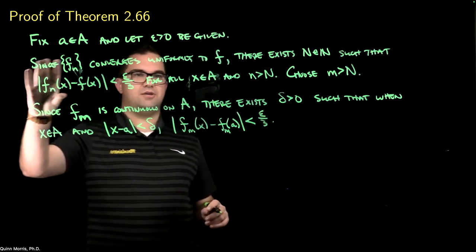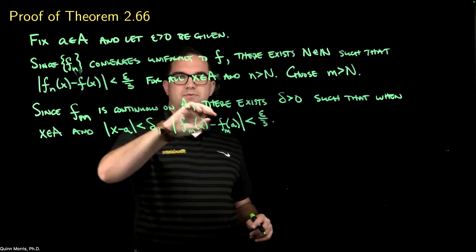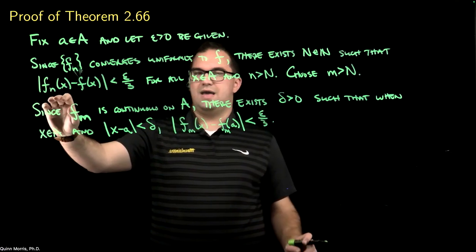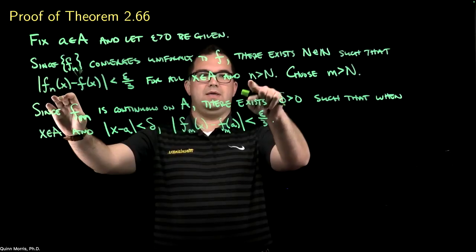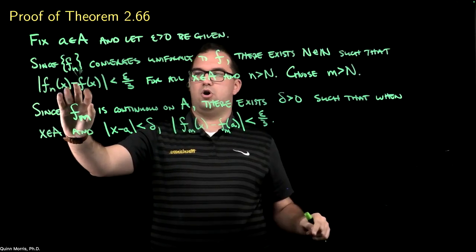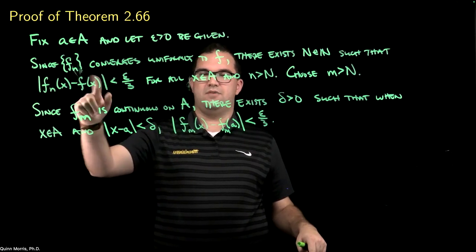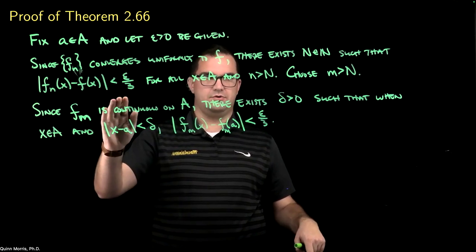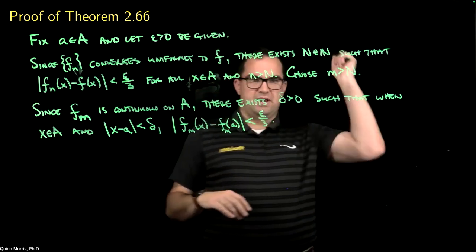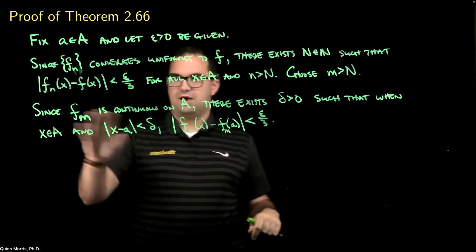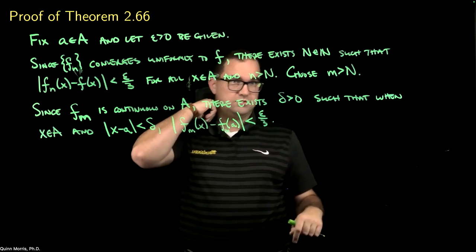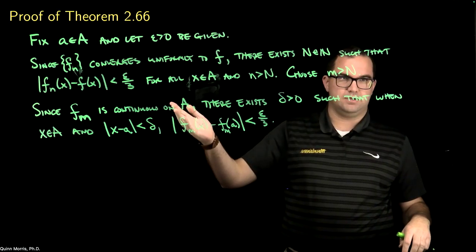So first I use the uniform convergence of the sequence of functions to find a capital N so that all my functions beyond that are within epsilon over 3 of my limit function for all their x values. And then I just pick one of those functions that this works for. Now I say, well, that function's also continuous. Why? Because all the functions in the sequence were continuous.